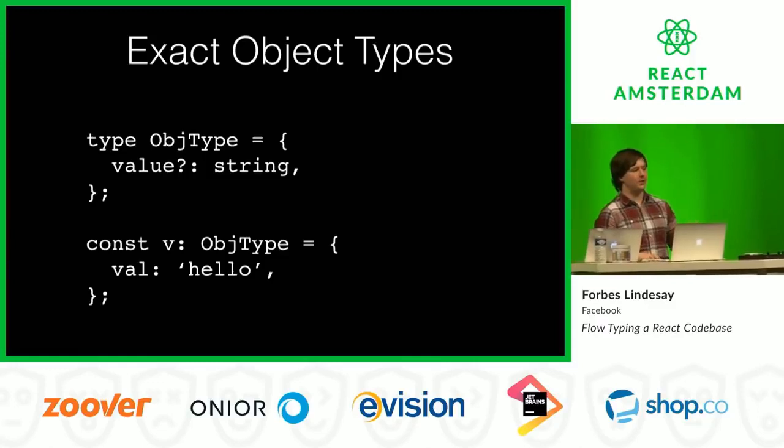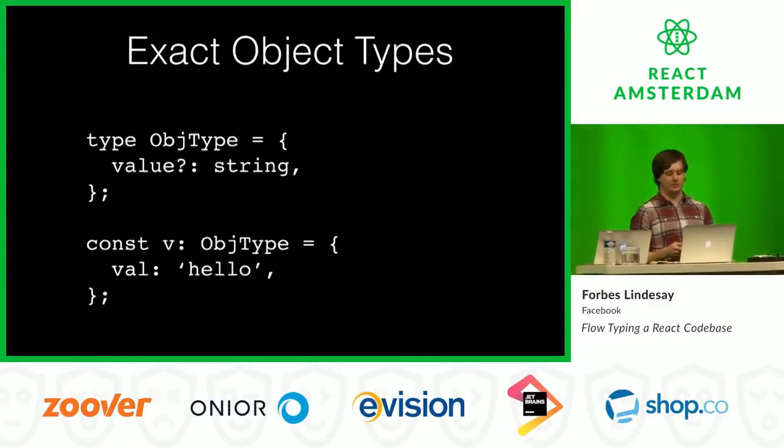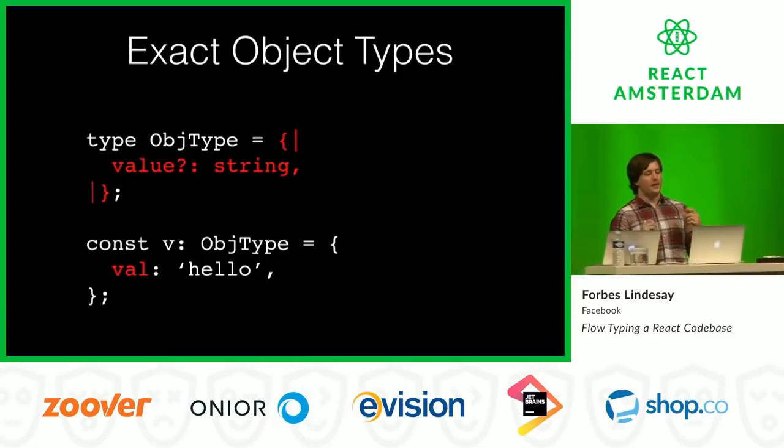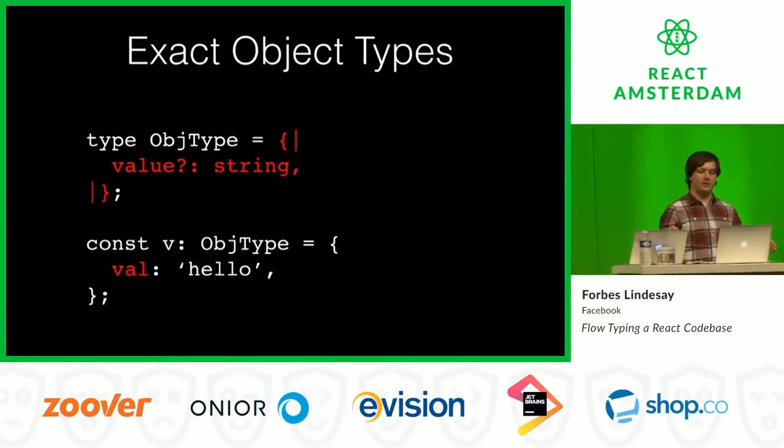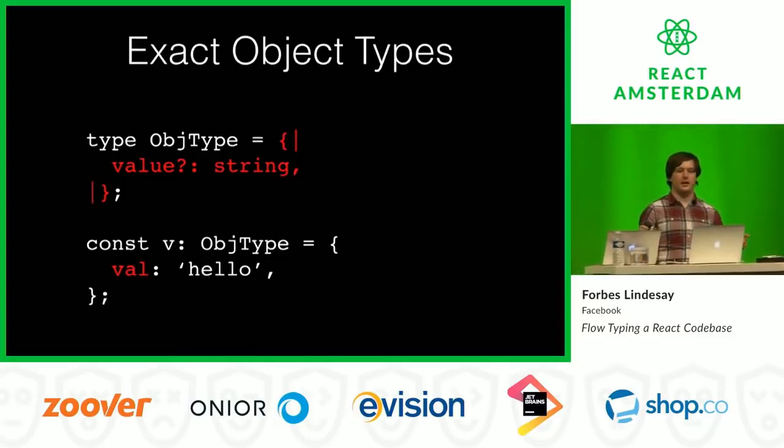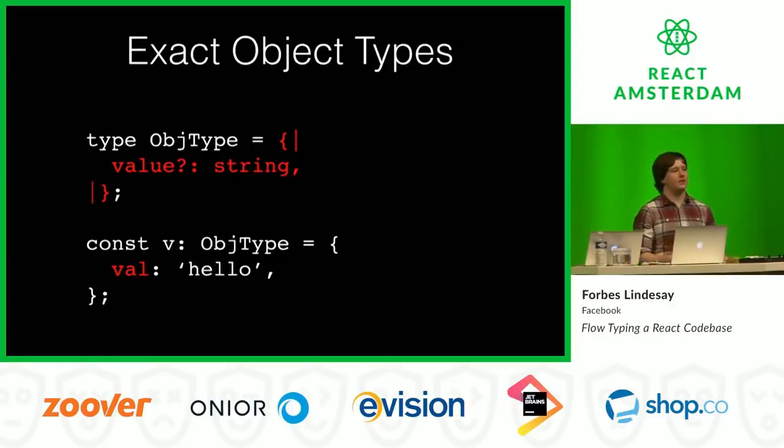The way we can help Flow to spot this kind of error is to use exact object types. In this example, I've added those vertical bars either side of the object in the Flow type definition. What that says is this is an exact type. I'm saying here are listed all of the properties that this object is allowed to have. So now the error I will get from Flow will say there's no property val in this type definition, but you've provided a property val. So I'll get a helpful error message telling me I've made a mistake, telling me what I need to fix.